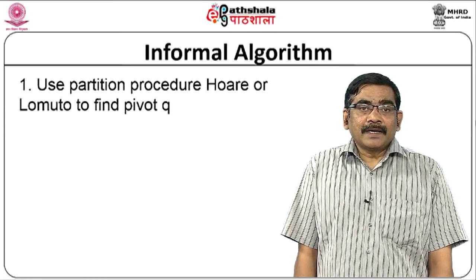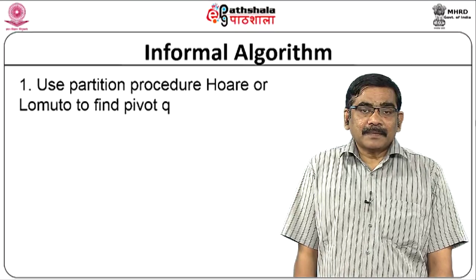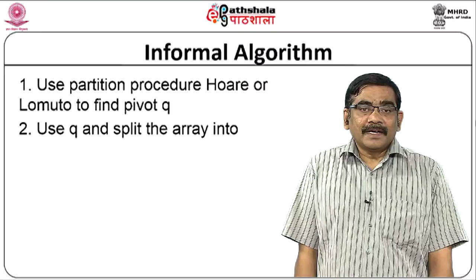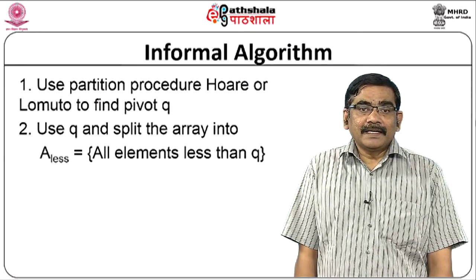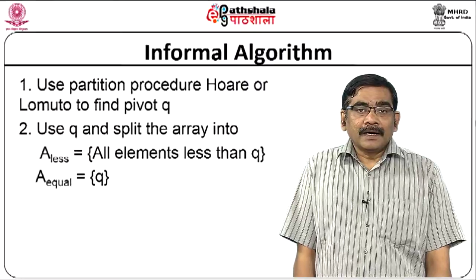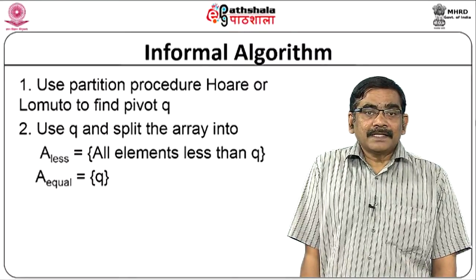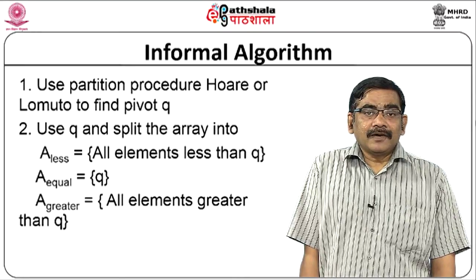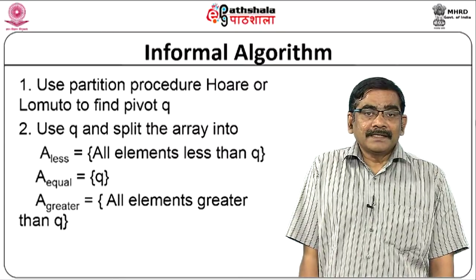We use a partition procedure like Hoare or Lomuto to find the pivotal element q. Remember, we discussed these algorithms as part of quick sort, in the divide and conquer design paradigm, where we discussed the Hoare and Lomuto procedures to find the pivotal element q. Now, using this q, we are going to split the array into various sublists, where the sublist A of less contains all the elements lesser than q, A of equal is the pivotal element q, and A of greater contains all elements greater than q.